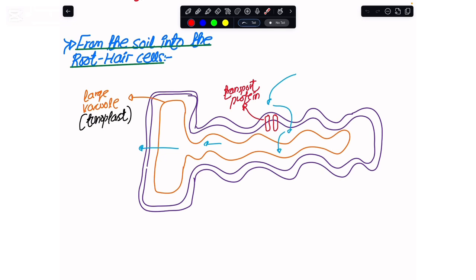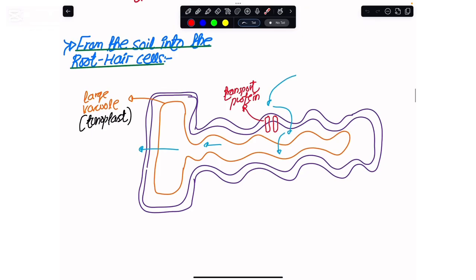And immediately below the cell wall, here we have its cell membrane, and then at the center we have this large vacuole. Now, on the outside of the root hairs, here lies the soil, and in the soil we have the water molecules, and along with that we have the ions in the soil as well.